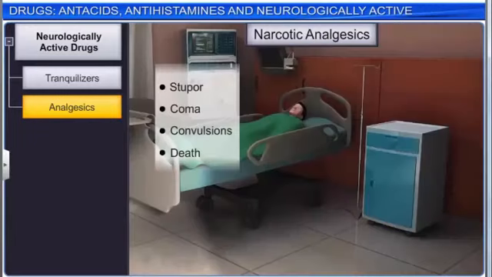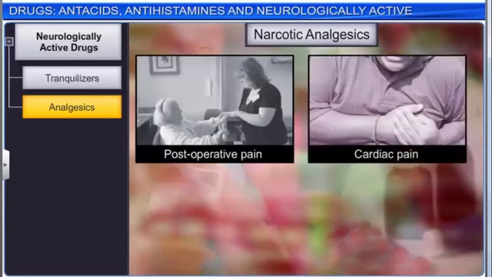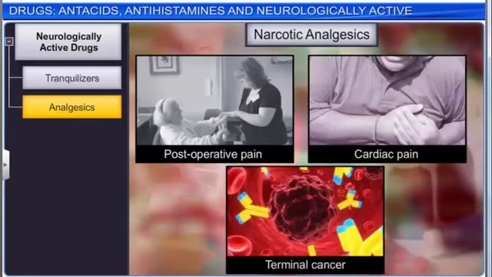However, in high doses, they produce stupor, coma, convulsions, and finally death. These analgesics are chiefly used in relieving post-operative pain, cardiac pain, and pains of terminal cancer.